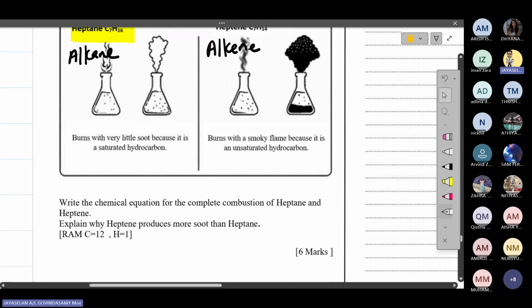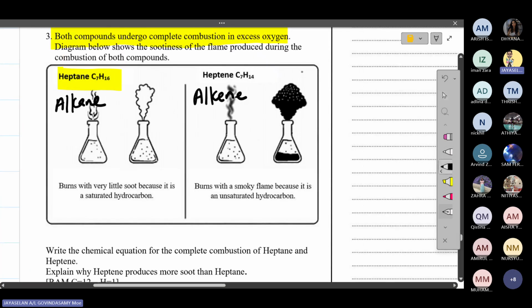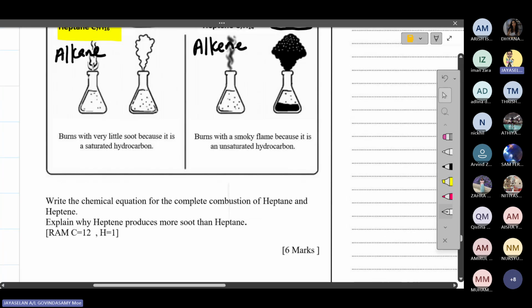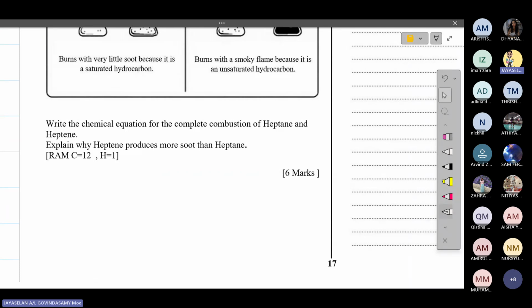Okay, heptane burns with little soot. There is no black powdery substance. But heptene burns with a smoky flame, a lot of soot. If in the exam they put filter paper, here a lot of black powdery substance, here little only. Why does this happen? They will ask: write the chemical equation for the complete combustion of heptane, 2 marks. Explain why heptene produces a more sooty flame compared to heptane.